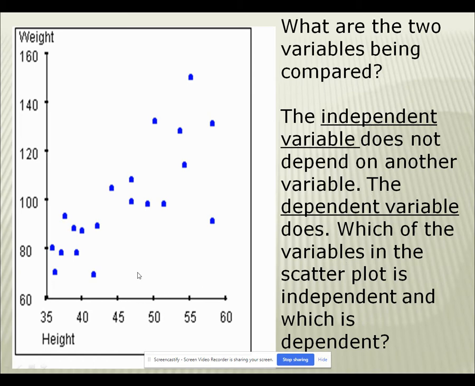So if we look at this graph, can your height be affected by your weight? Does your height depend on your weight, or can your weight be affected by your height? Which one's independent? Which one's dependent? The independent variable is your height, and independent is almost always going to be on the x-axis. Your dependent variable is your weight. Your weight can be affected by your height, but your height cannot be affected by your weight.